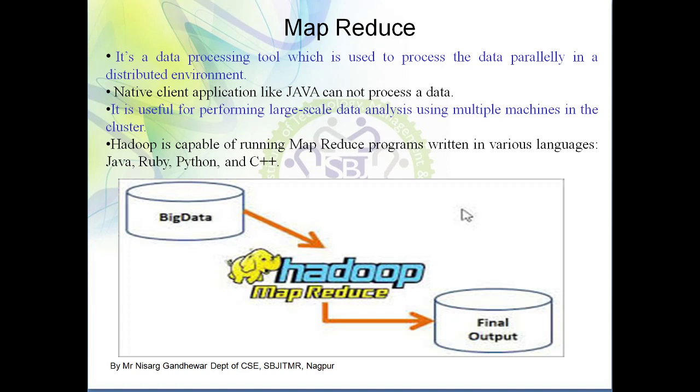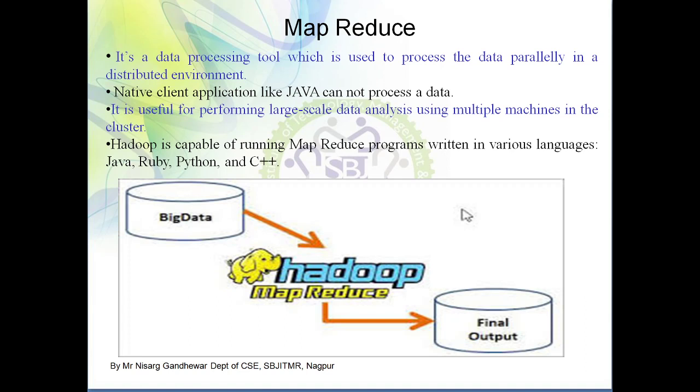As I told you, a native application like Java alone is not able to process the data, but Hadoop is capable of running MapReduce programs which are written in various programming languages, for example Java, Ruby, Python and C++. That means the language alone is not able to process the data, but when that language is integrated with the MapReduce concept, at that time the language can help to process the data.